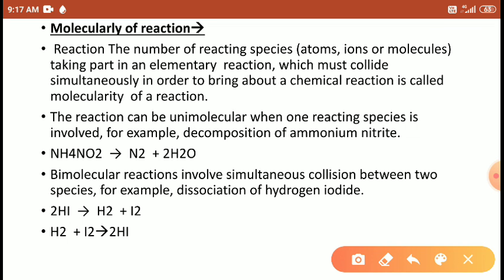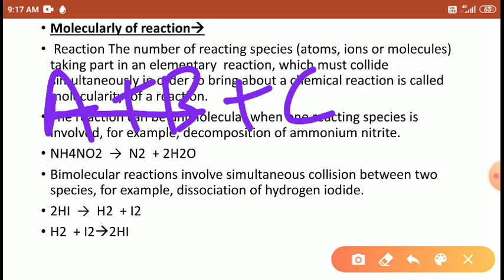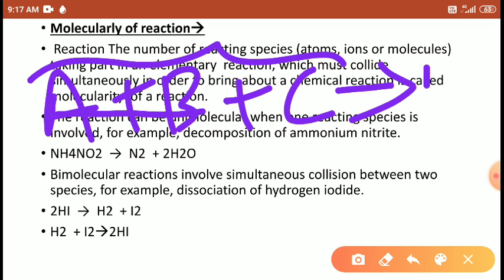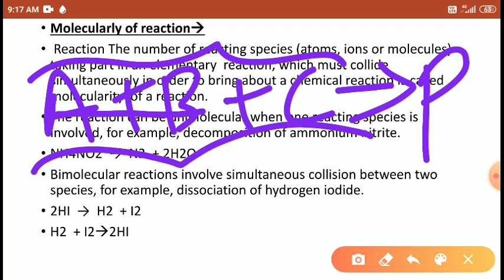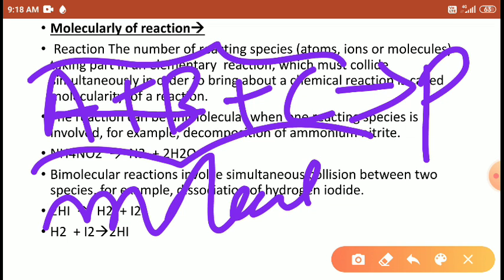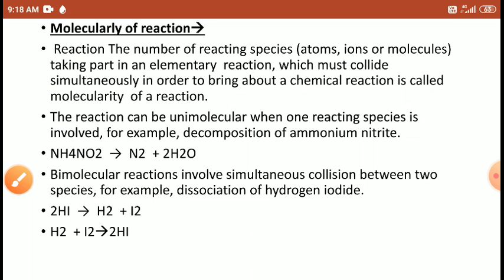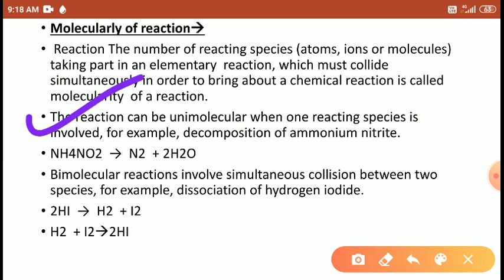These species must collide simultaneously in order to bring about the chemical reaction, and this is called the molecularity of the reaction. When two or more species react with each other, that is an elementary reaction. In this elementary reaction, the number of species that take part in the chemical reaction is called the molecularity of the reaction. Right, students?